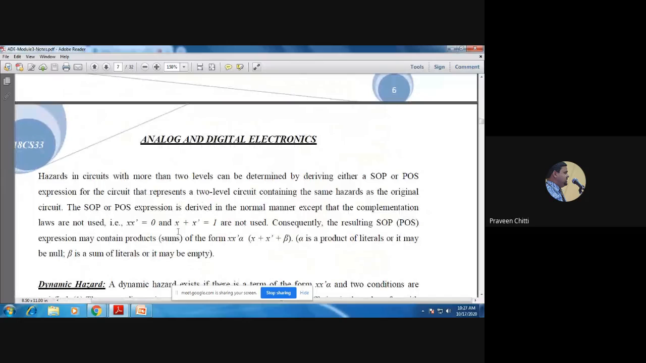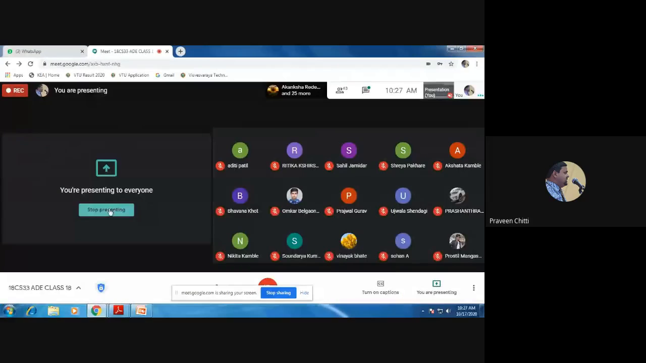So I hope all of you understood what exactly you mean by static zero hazard, static one hazard, where static zero hazard occurs, where static 1 hazard occurs, and how to detect the static 0 hazard and how to detect the static 1 hazard, and how we can eliminate static 0 hazard and static 1 hazard.